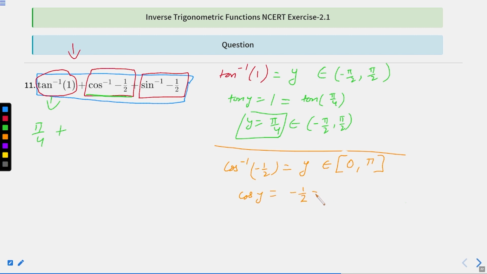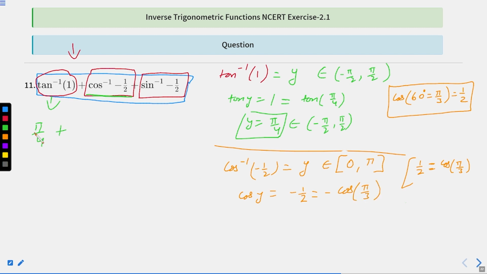Okay, and this can be written as cos, if you remember, 1 by 2 is the value of what? Cos pi by 3. Yes, cos pi by 3 is the value for 1 by 2, as you can recall that cos 60 degree, which means pi by 3, is equal to 1 by 2. Okay. From this what I can say is like this.